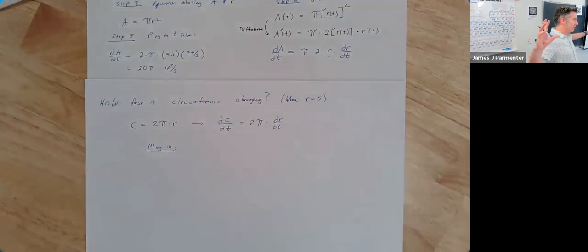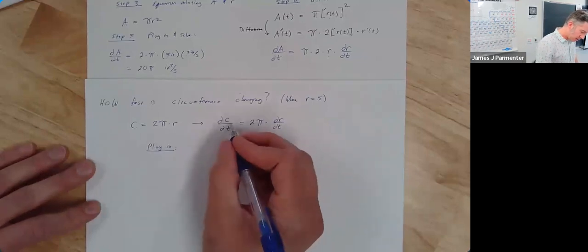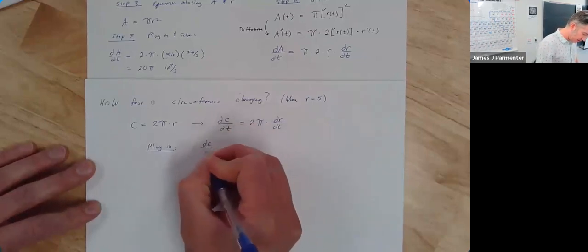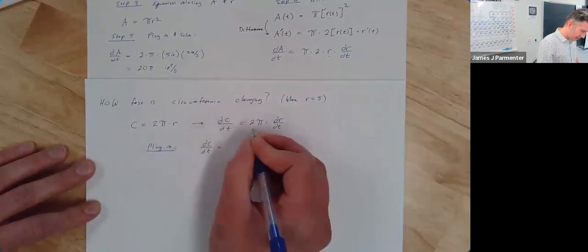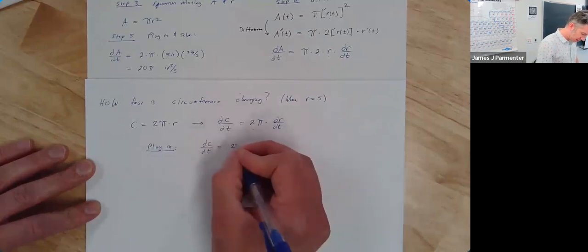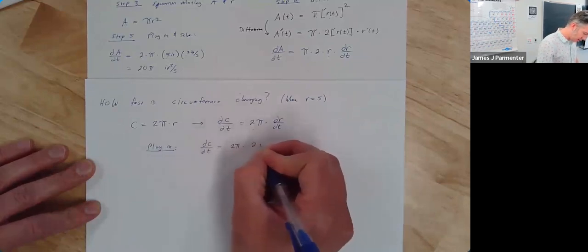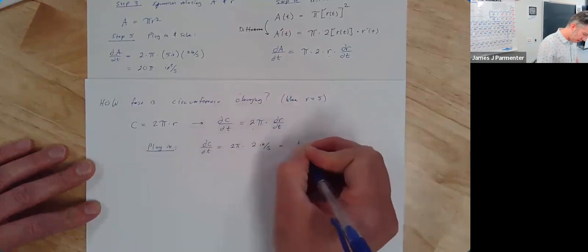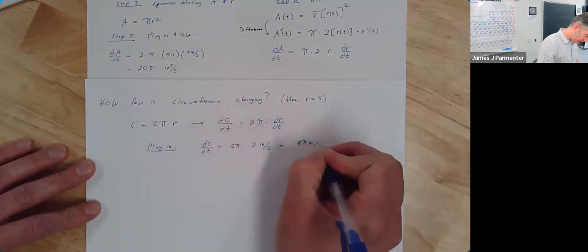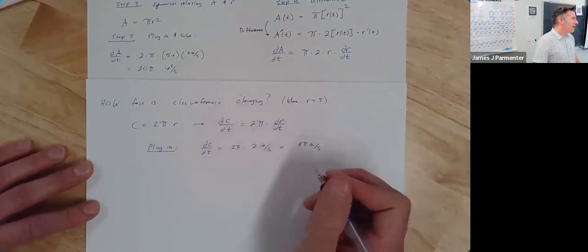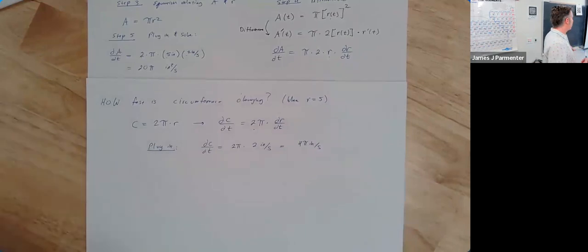The things depend on each other in a purely kind of linear way, I guess is what I'm trying to say here. So dC/dt, the rate of change of the circumference, is just going to be 2 pi times 2 inches per second. So that's what the dr/dt was, which ends up being 4 pi inches per second. Which kind of makes sense if you think about it, because the circumference is just a multiple of the radius. If the radius is changing at a constant rate, the circumference is also changing at a constant rate.